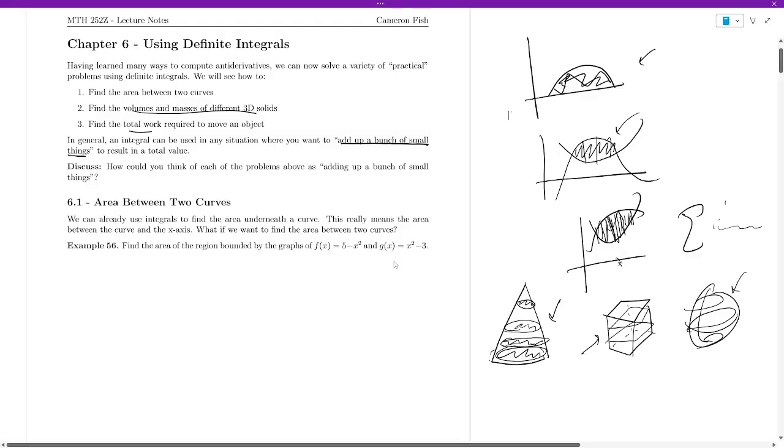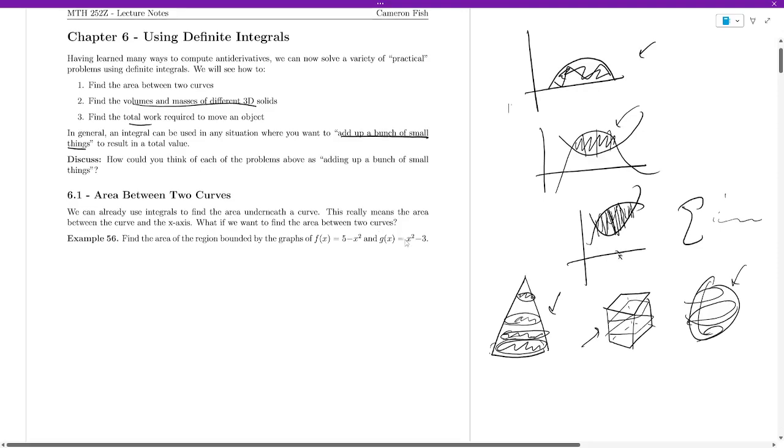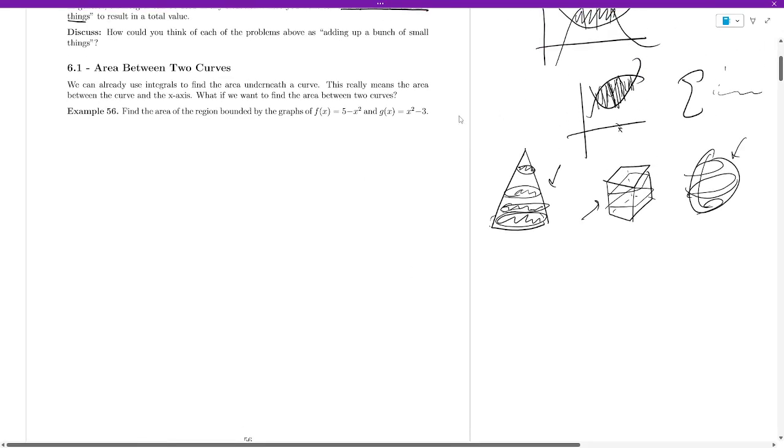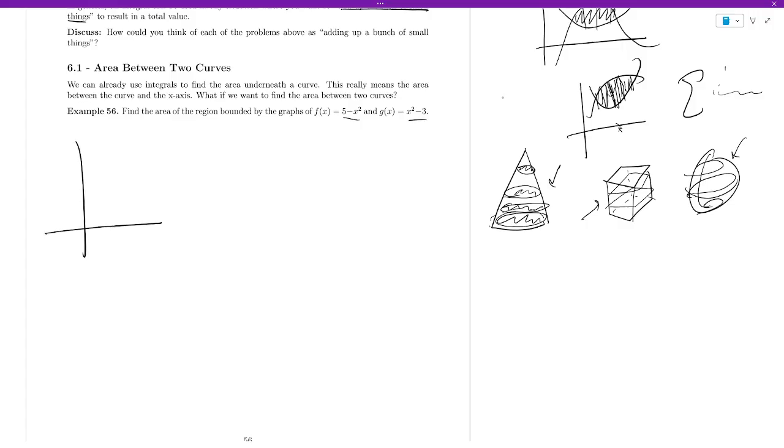Okay, so let's look at area between curves. I said it was just a straightforward extension of what we know already. So let's look at this example. I have two functions, 5 minus x squared and x squared minus 3. So I'm going to draw them. 5 minus x squared will look something like this, and x squared minus 3 will look something like this. My picture's not perfect.